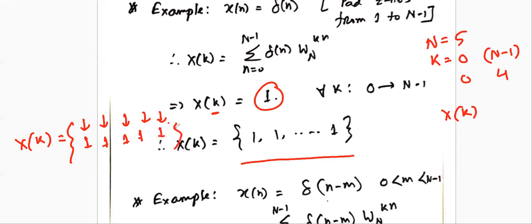If you take capital N equals 50, then k is from 0 to 49. So how many ones are you getting? You are getting 50 ones. Let's say this is the 0th one, this is the first one, and this is the 49th one.